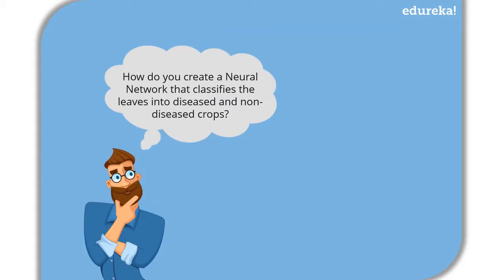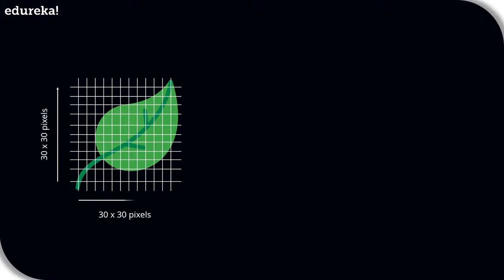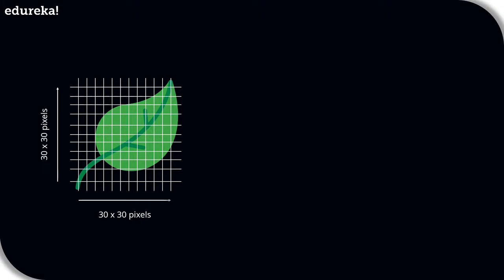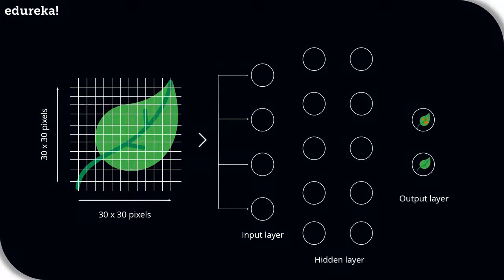Now, the process always begins with processing and transforming the input in such a way that it can be easily processed. In our case, each leaf image will be broken down into pixels depending on the dimension of the image. For example, if the image is composed of 30 by 30 pixels, then the total number of pixels will be 900. Now, these pixels are represented as matrices which are then fed into the input layer of the neural network.